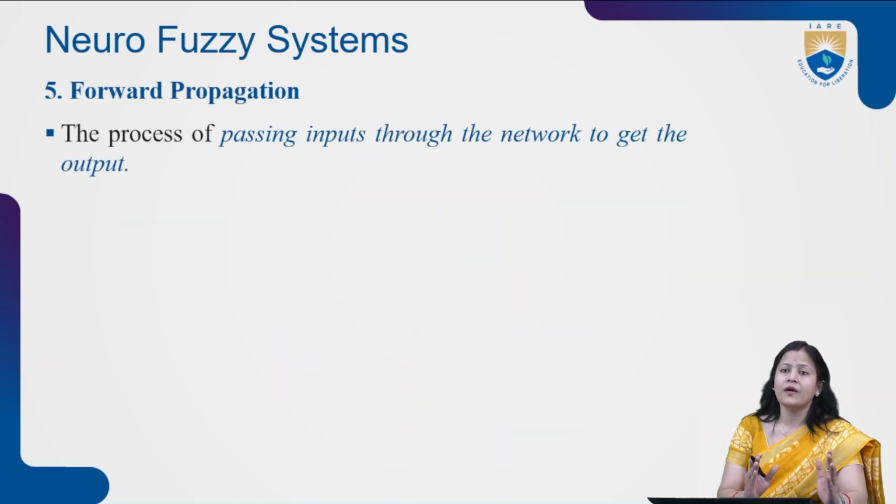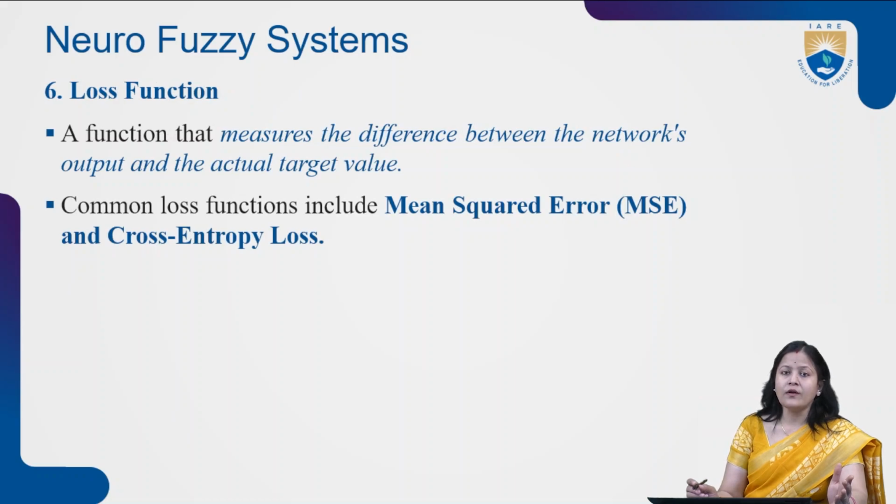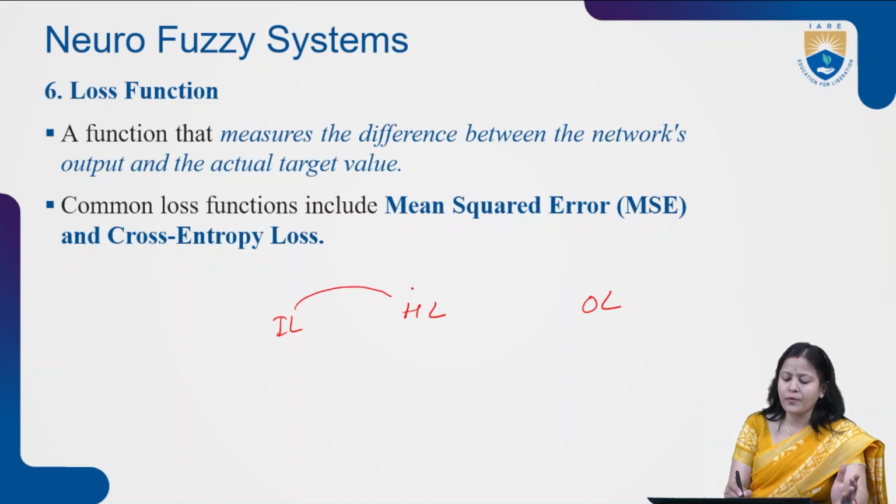Forward propagation means propagation of the input from the input layer through the hidden layer to the output layer. Simple meaning, the process of passing the input through the network to get the output. That is called forward propagation. Loss function means what? Normally, this is our input layer, this is our hidden layer, and this is the output layer. Whenever input passes from input layer to hidden layer and hidden layer to output layer, that is called forward propagation. The reverse case, if the error is forwarded from the output layer to the hidden layer and hidden layer to the input layer, that is called backward propagation.